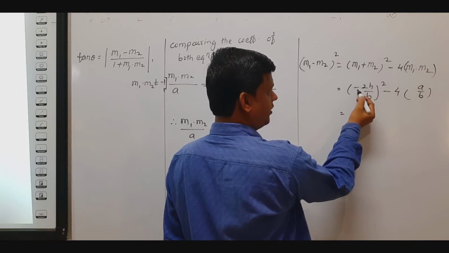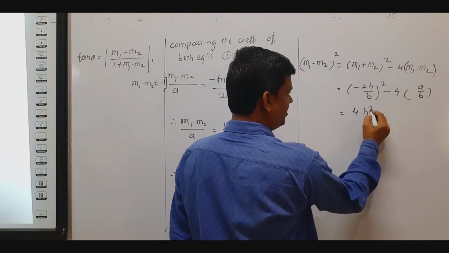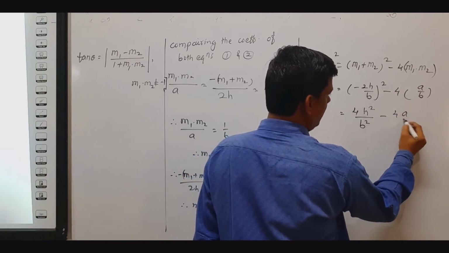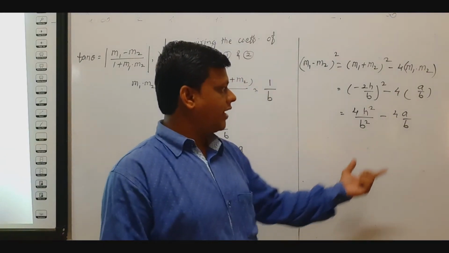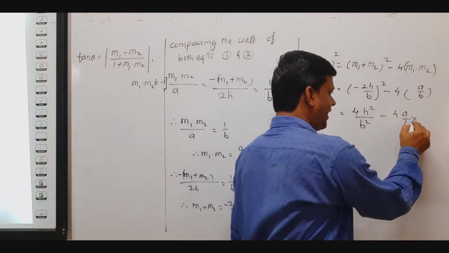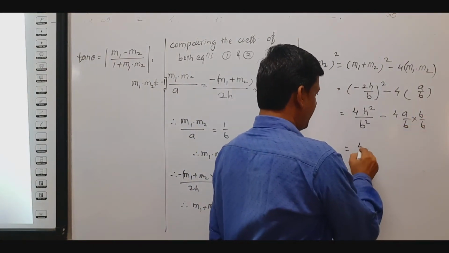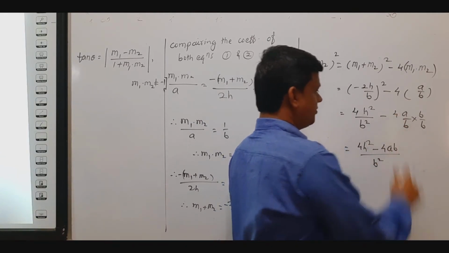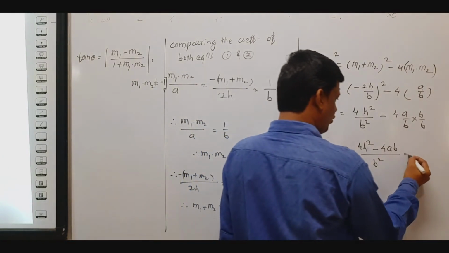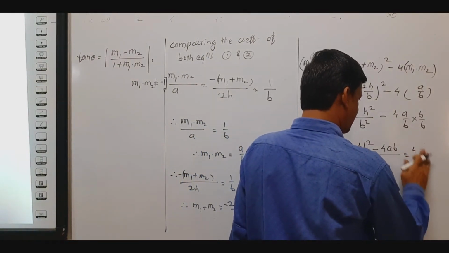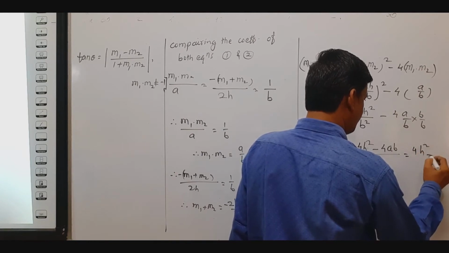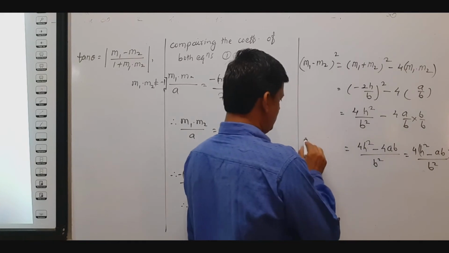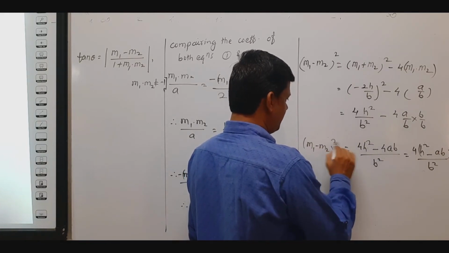So after squaring, square of minus 2 is plus 4, square of h is h square, square of b is b square, minus 4a upon b. Now we require the same base, so we multiply and divide by b here. So we get 4h square minus 4ab upon b square. After taking 4 common, we write 4 times (h square minus ab) upon b square. So this is the value of (m1 minus m2) square.